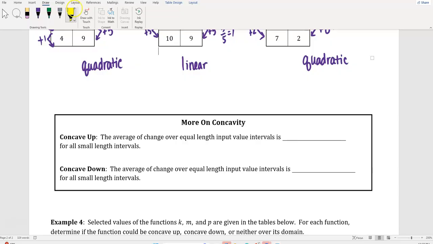Here they tell us for a graph to be concave up, the average of change over equal length input value intervals is blank for all small length intervals. Notice they don't say average rate of change. I think they should take that out just to be grammatically correct, but he did not accidentally forget rate of change here. It's not just a typo.